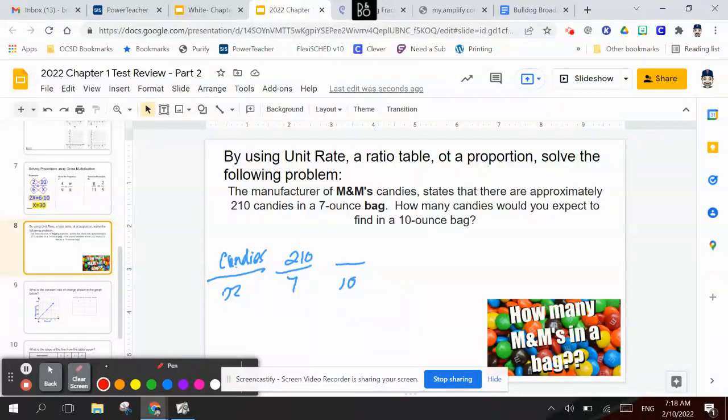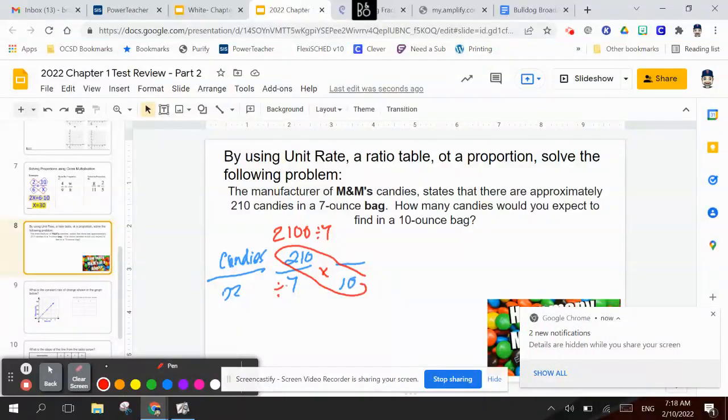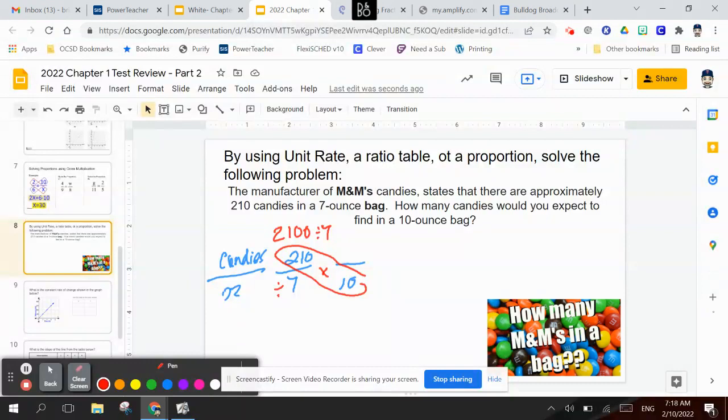So again, we can set up our problem and then cross multiply and divide to solve this proportion. 210 times 10 is 2,100. And I'm going to divide that by 7. And when I do, I get 300 candies would be in a 10-ounce bag.